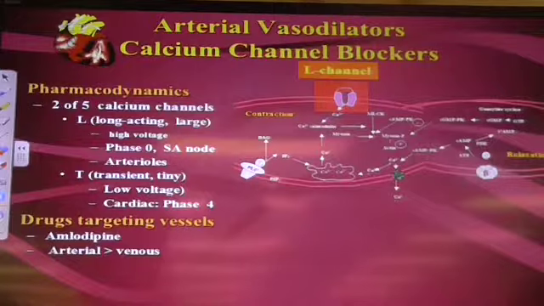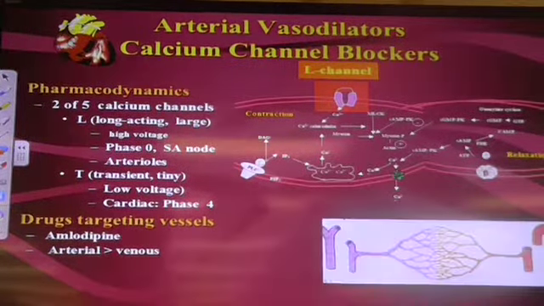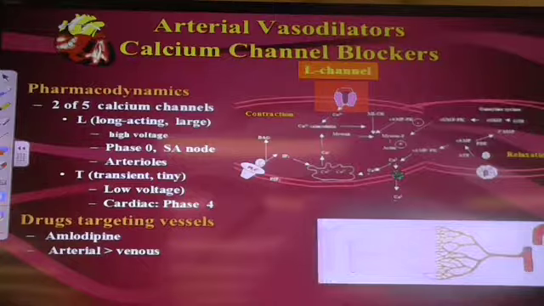So the nice thing about amlodipine, and the L stands for long-acting as opposed to the T, transient, tiny. I wouldn't pay attention to that. I just learned L for amlodipine. The nice thing about this is we're going to have minimal effect in the heart when we use the L channel blocker. And so amlodipine is going to be an arterial dilating drug. It is going to target primarily the arteries. Very little, if any, venous effect. And I'm not going to ask you that. I would expect you to answer, this is an arterial dilating drug, an afterload drug, not a preload drug.